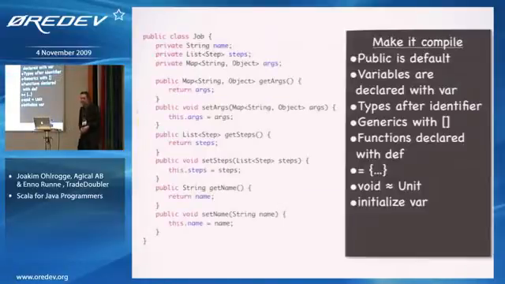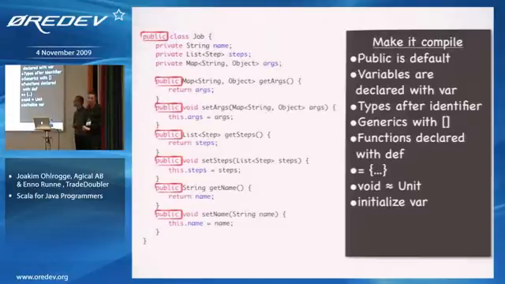This list here to the right, to make it compile, you don't have to memorize it. What we did was we basically fixed one thing after another and noted down what we did. So we're going to do the same thing here. Take one step at a time and see what happens and what the end result looks like. The first thing is that public is the default in Scala. Actually, there is no public keyword in Scala. If you don't specify public, then it will be public. So we remove the public.